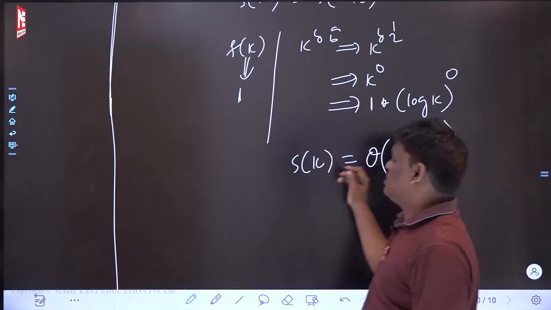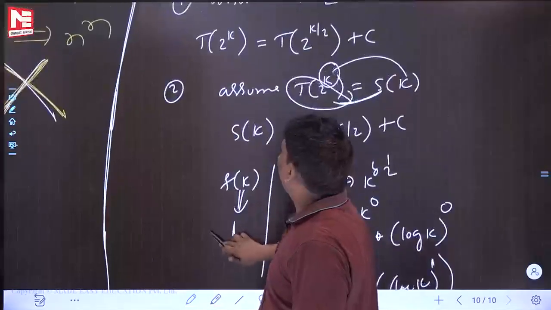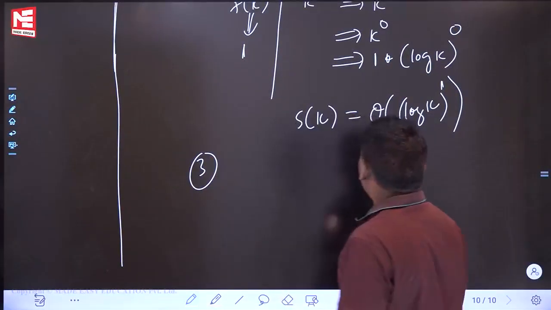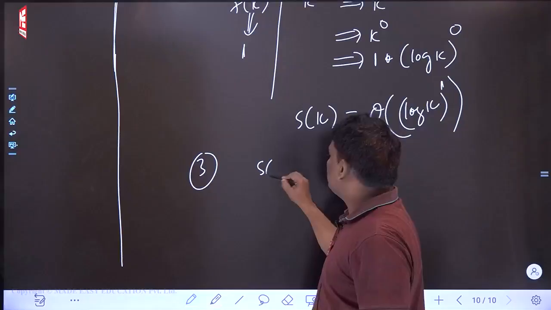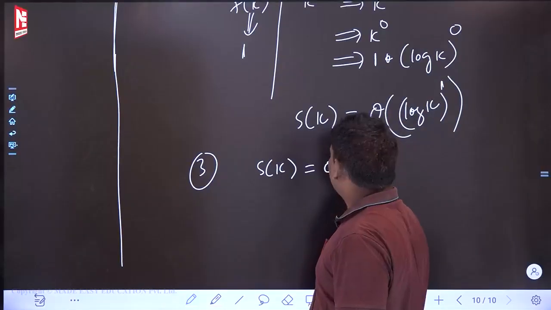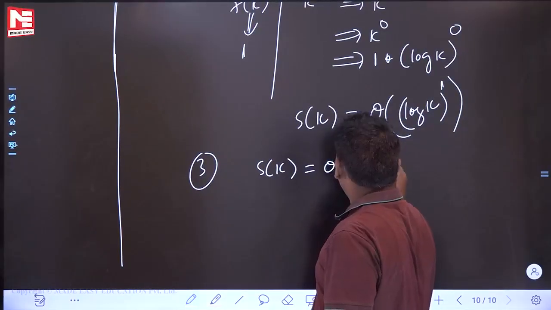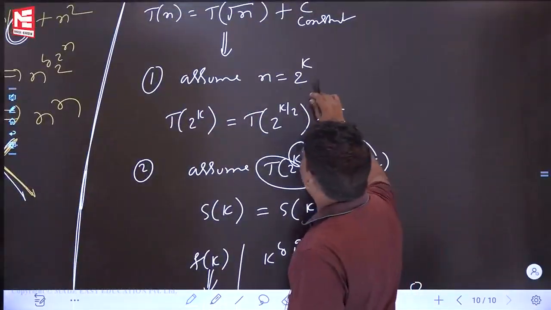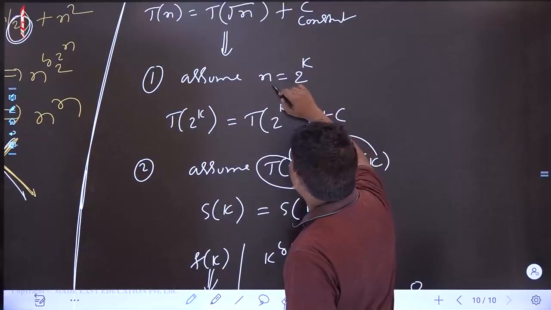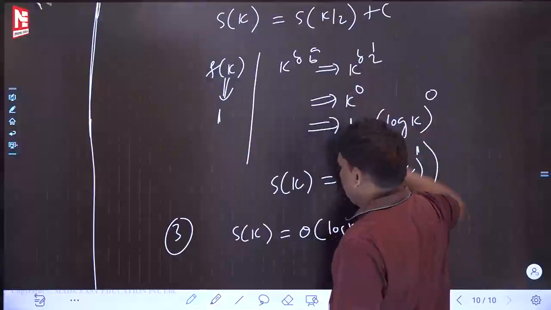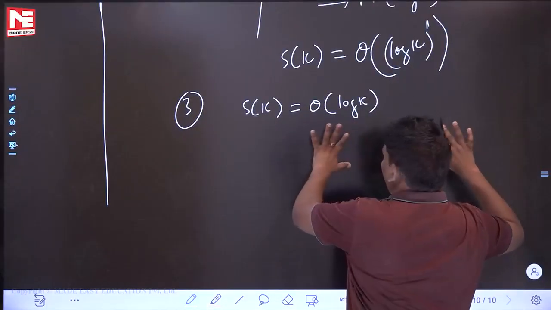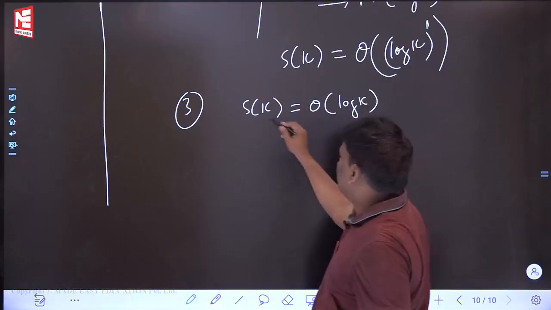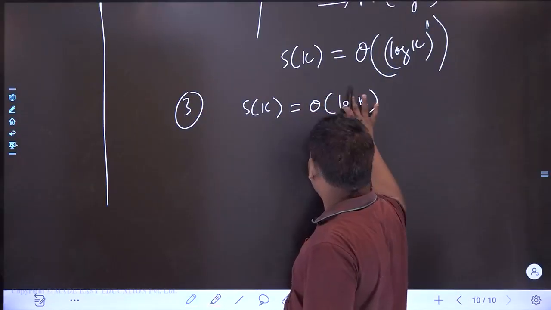Now let's do the reverse, right? 2 steps are over until now. Let's see the third step. S of k is equal to theta of log k. That's okay. Now, N is equal to 2 power k. S of k is equal to theta of log k, right? The second step is over. This is the answer. See the third step. S of k is equal to theta of log k. That is the current thing available.